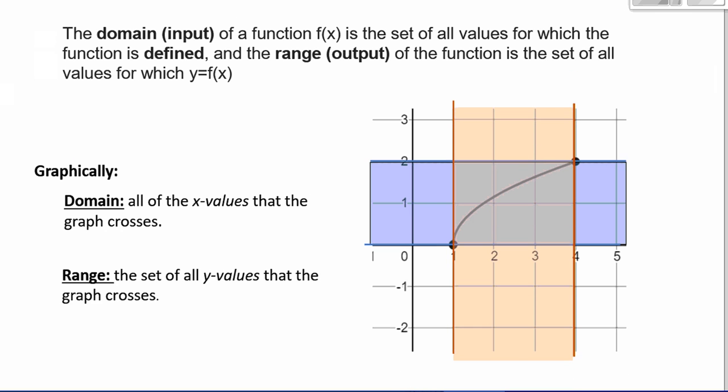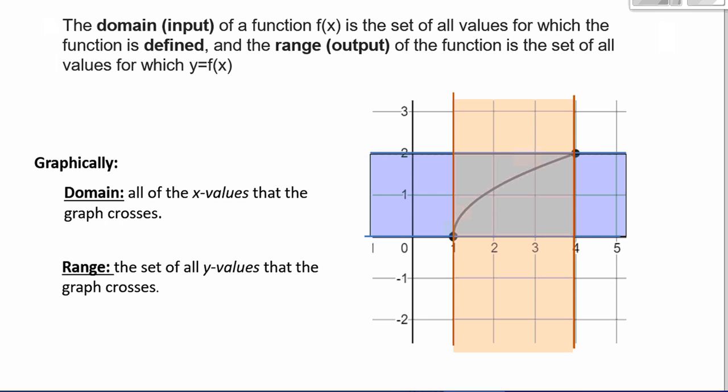All right, so let's talk about domain and range first of all. Domain is the input. It's all the x values that you're putting in, and the range is all the y values that are coming out. Now that doesn't make a whole lot of sense when we're not actually evaluating functions, when we're just talking about graphs. So the domain is all of the x values that the graph crosses. And I'm going to show you what I mean by crosses in just a sec.